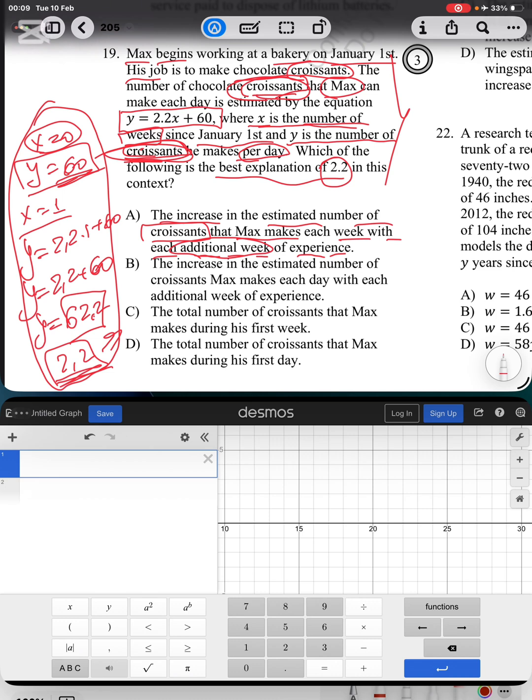No. It gives x as the number of weeks, but we're not given additional weeks of experience. So the increase in the estimated number of chocolates Max makes each day, with each additional week of experience. So B should be selected. You know that 2.2 cannot illustrate the total expression. So C and D choices can be eliminated in this part, and only B choice should be selected.